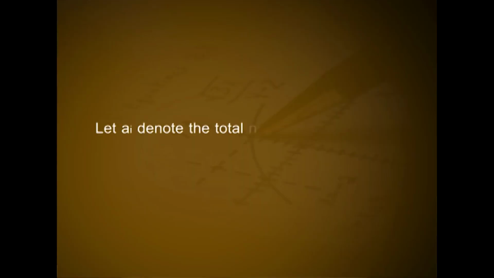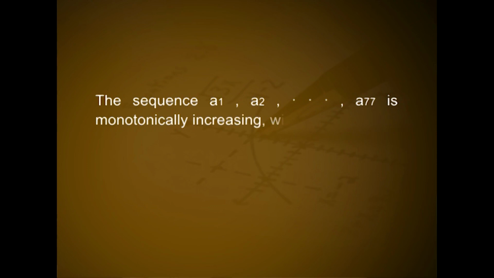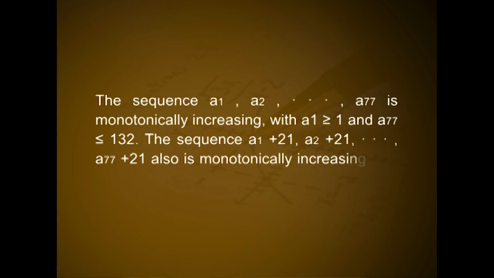Let a_i denote the total number of games she plays up to the ith day. Then the sequence a1, a2, etc., a77 is monotonically increasing with a1 greater than or equal to 1 and a77 less than or equal to 132. The sequence a1 plus 21, a2 plus 21, etc., a77 plus 21 also is monotonically increasing with a77 plus 21 less than or equal to 153.